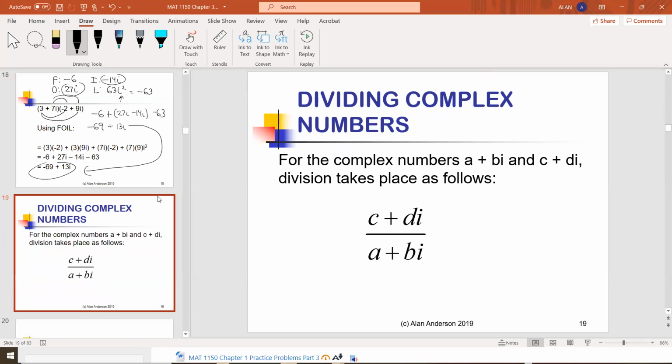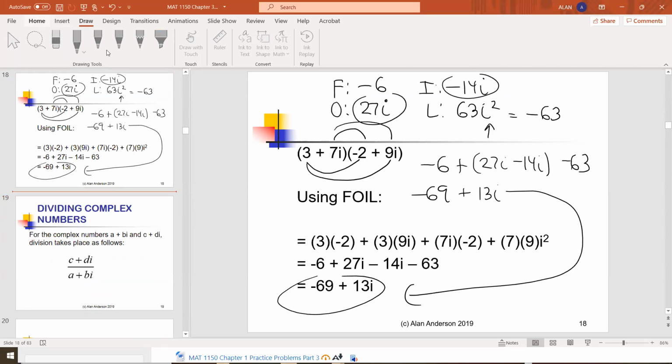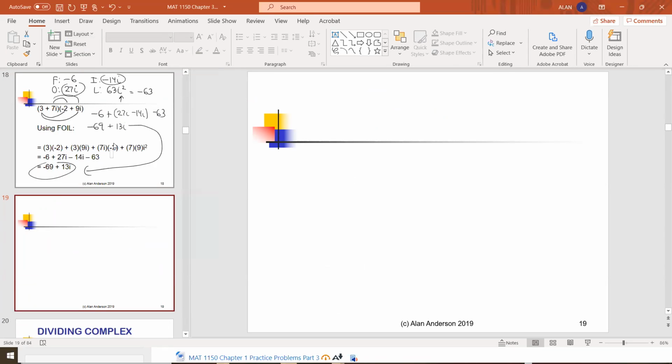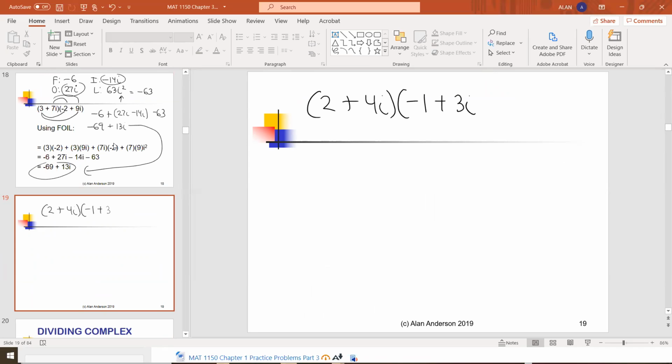All right, I'll tell you what, let me make up another one so we can do it right now. How about 2 plus 4i times -1 plus 3i? So what I'd like to do is use FOIL and the properties of i, or the exponents of i, to come up with the result here. Okay. I'll start it just by writing these down. Take it away.